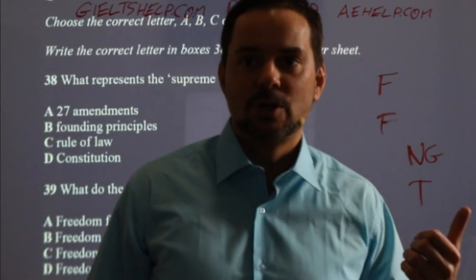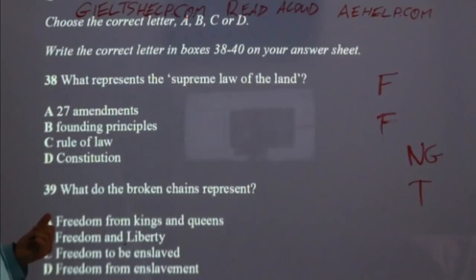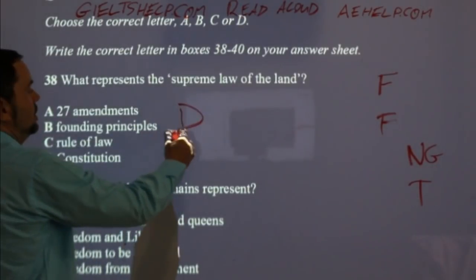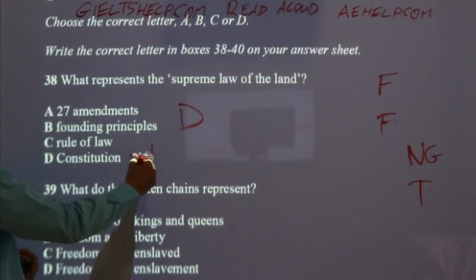Yeah. Okay. So let's see if anything is close to that. 27 amendments. No. Founding principles. Rule of law. Constitution. Okay. D. So D looks good because D is equal to the tablet.